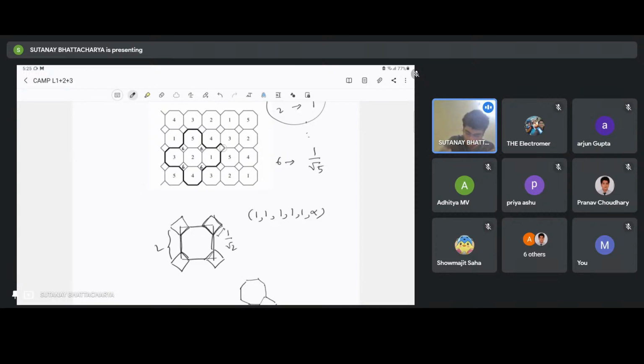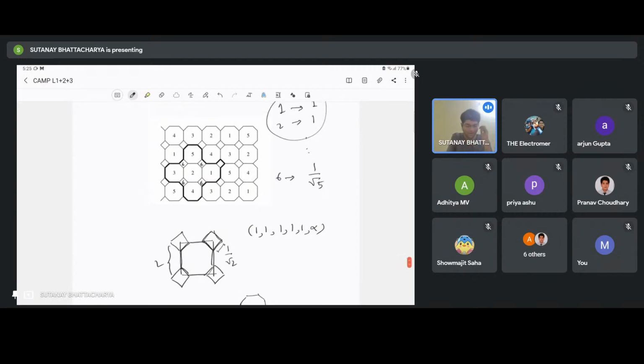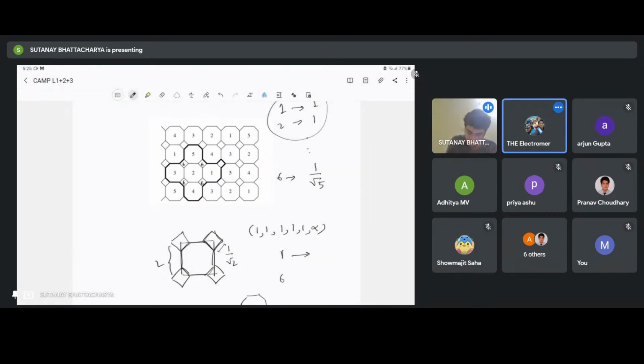I'll let some of you calculate the distances for this one too. I know I have been asked the question, but I'm too old to do calculations at this point. Someone said 1 avoids the distance 2. I'm going to believe that. What about 6? I think 1 over root 5. Yeah, that actually sounds more reasonable.